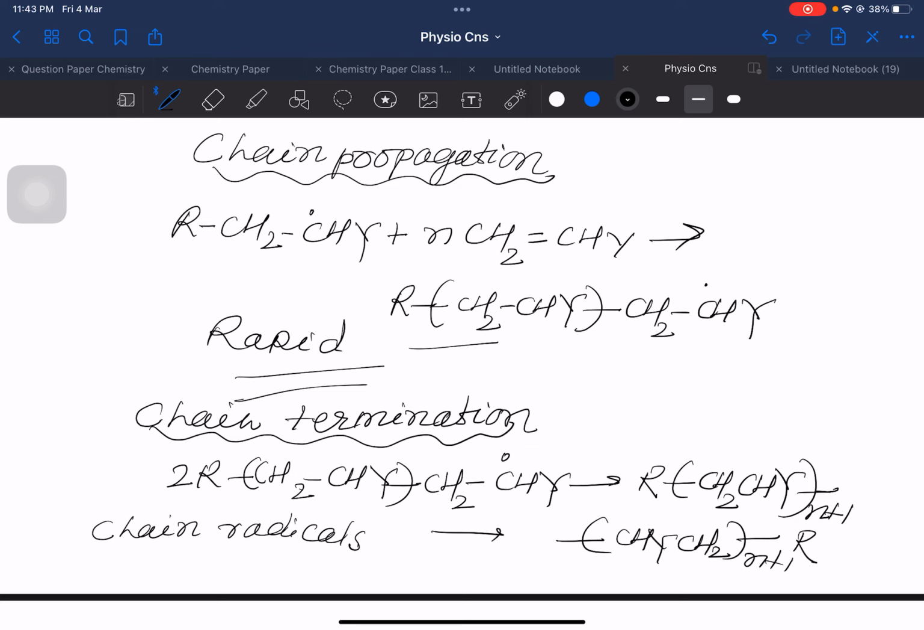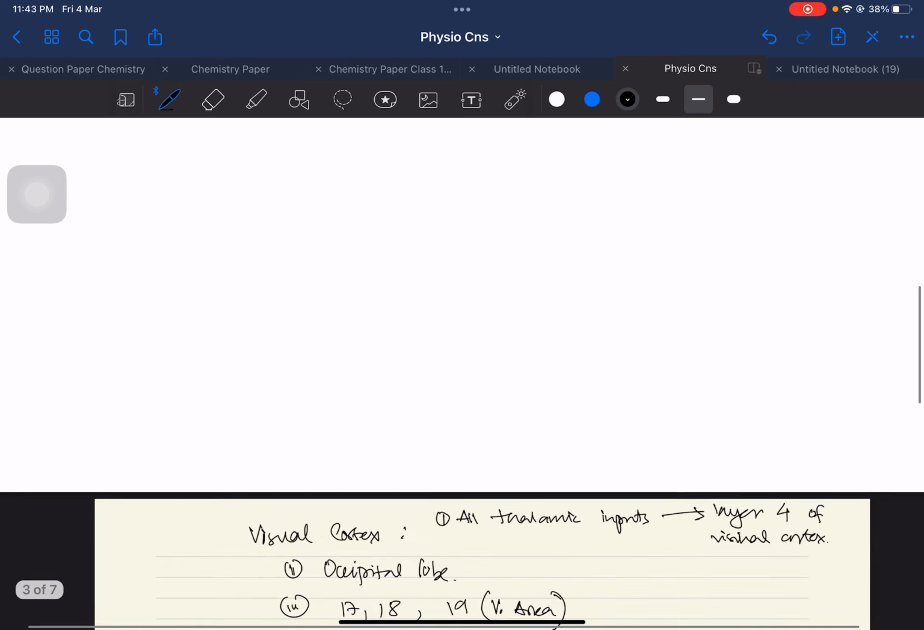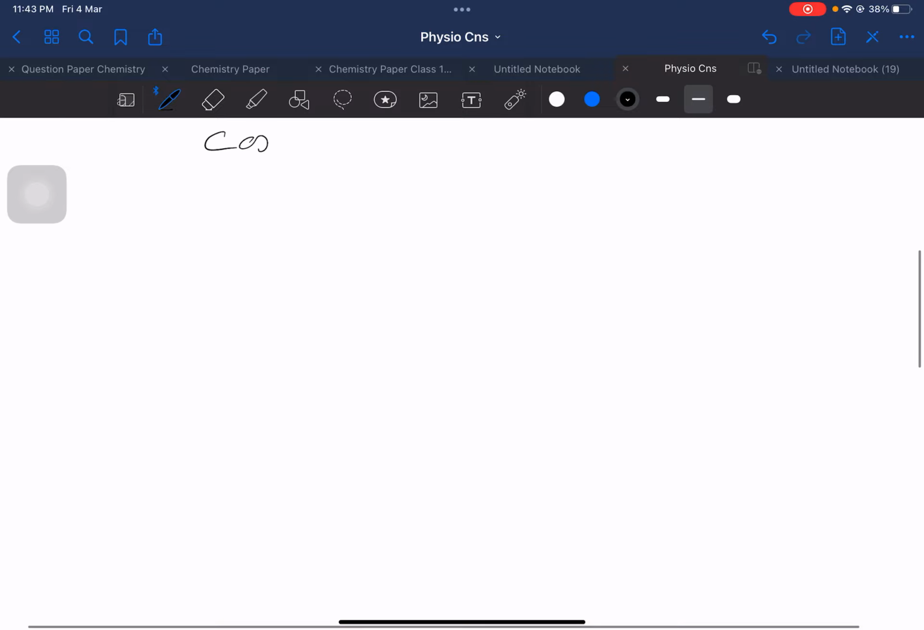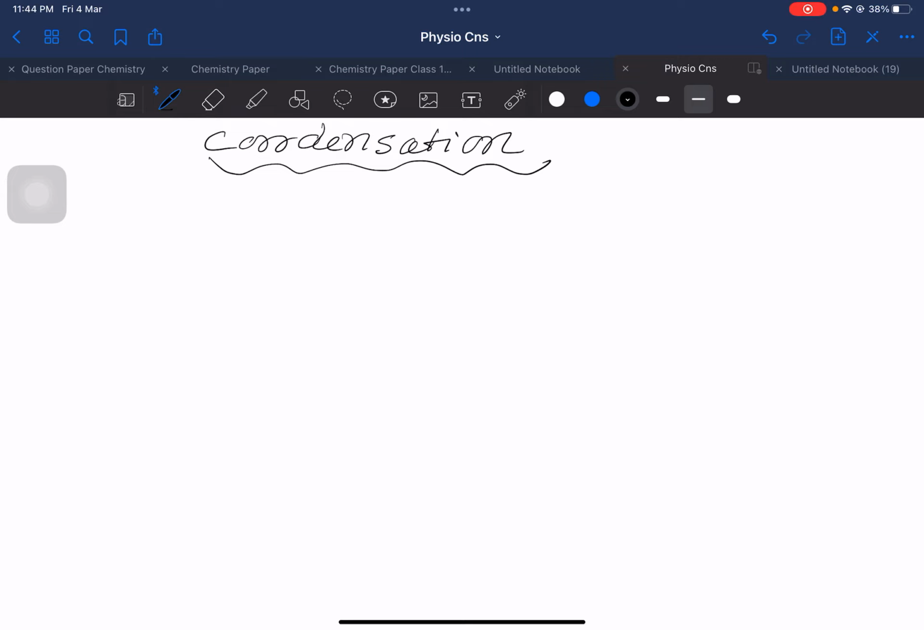Next one is condensation polymerization. That was addition, and next one is condensation. Now consider the formation of terylene, a polyester polymer, formed from ethylene glycol and terephthalic acid.